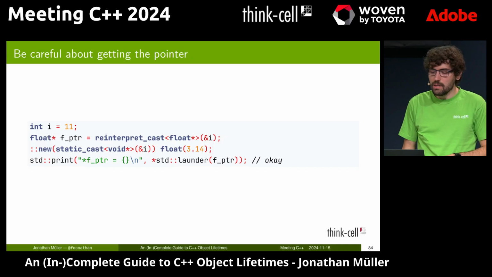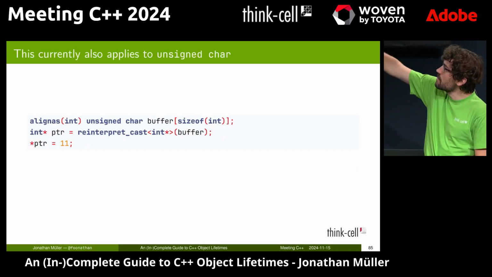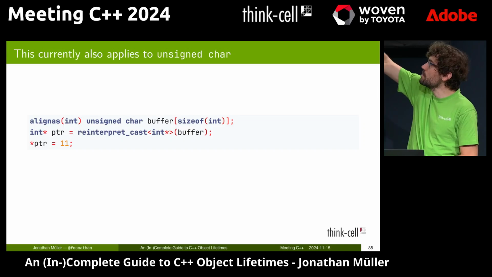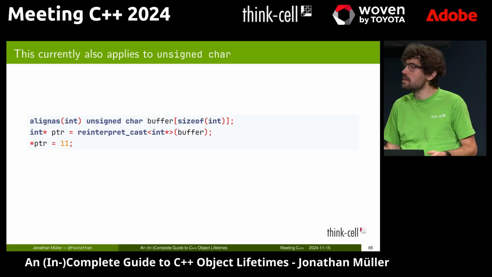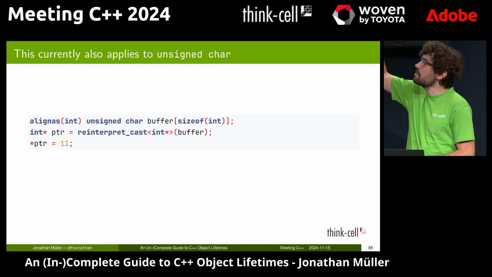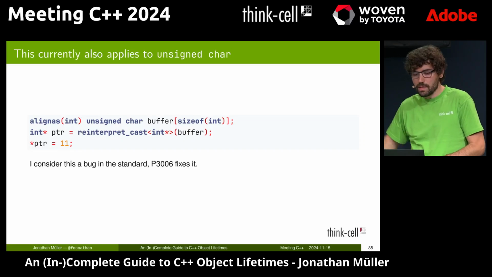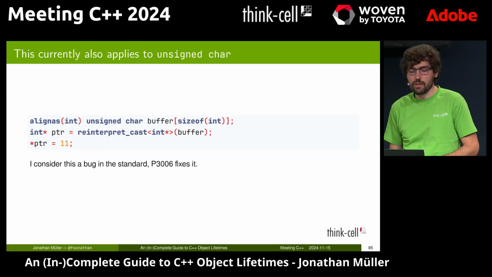And this sort of rule also applies to unsigned char. So this code is undefined behavior, because the int pointer is logically still a pointer to an unsigned char array. And when we access it as an int, this is undefined behavior. Even though implicit lifetime creation would kick in, the pointer is still a pointer to an unsigned char array. This is where this paper comes in. I consider this a bug, but right now you still need to use launder to get the correct behavior.